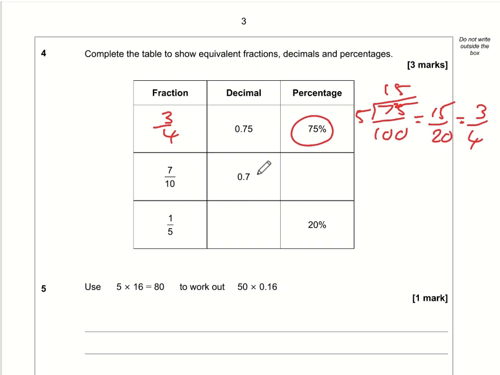The next row, to turn a decimal into a percentage, we multiply by 100, so 0.7. Put some zeros on the end. When we're multiplying by 100, we are moving the decimal point 2 positions because there are 2 zeros in 100. So 1, 2 is going to sit in there. So that is 70%. We could, for the third row, just divide 20% by 100, so the opposite of what we've done for this one.